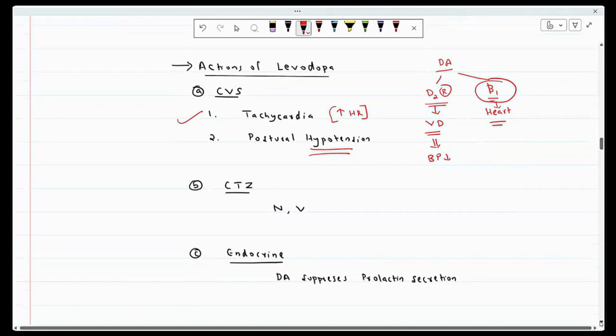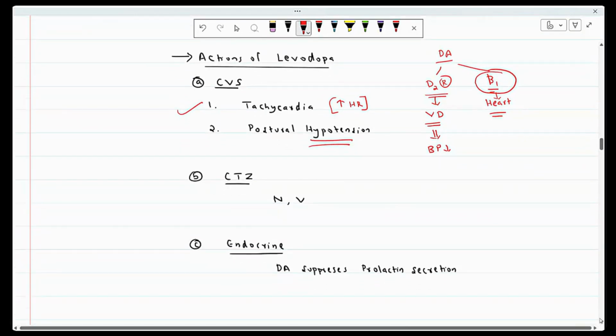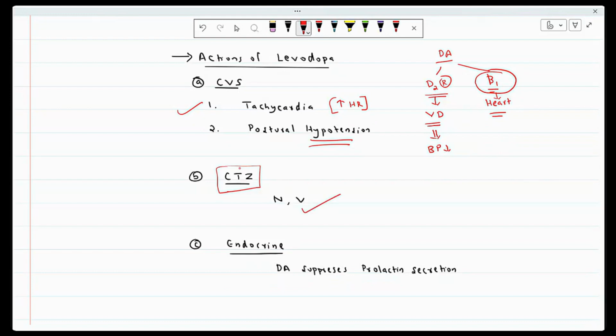Now it will go and stimulate the chemoreceptor trigger zone, CTZ. You know what the chemoreceptor trigger zone is, right? If that receptor CTZ is stimulated, what can happen? Vomiting can come, nausea can come. So that is also a problem for levodopa. Since it stimulates the CTZ, levodopa can result in vomiting and nausea. It also has an endocrine effect where it will decrease prolactin secretion. So three things you need to remember. What is the effect of levodopa in CVS?